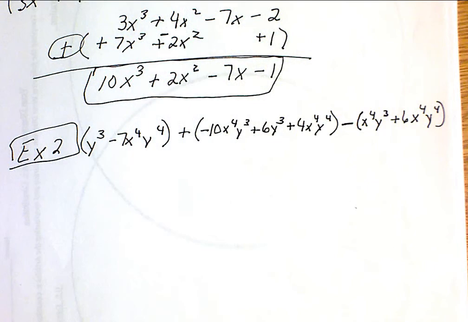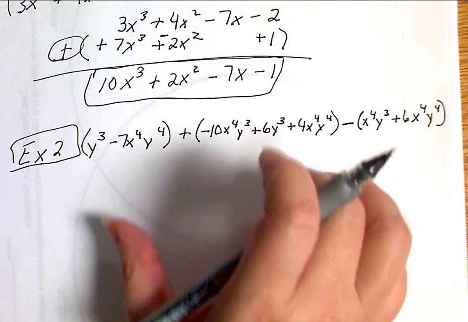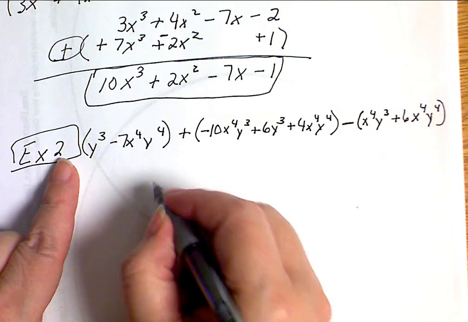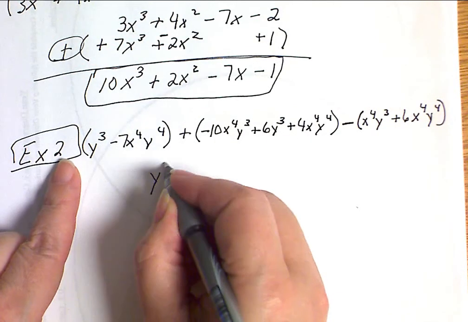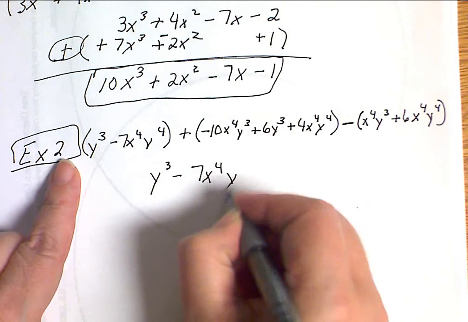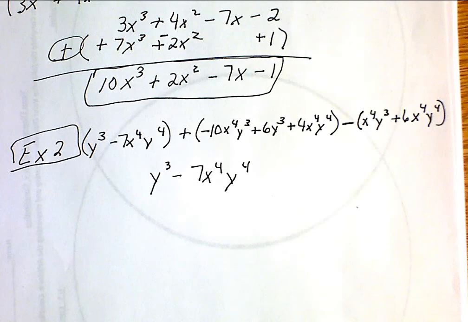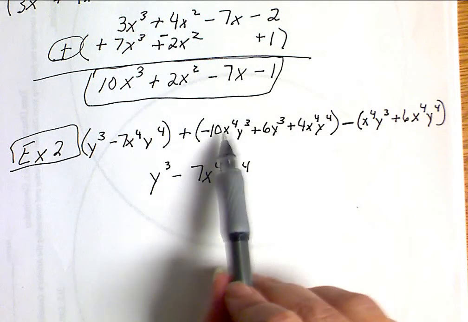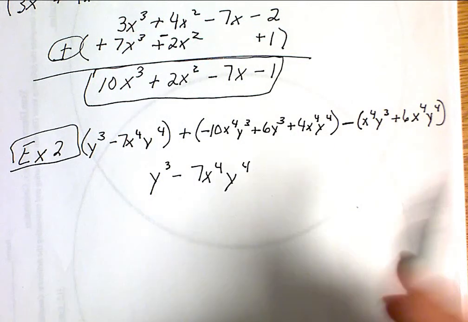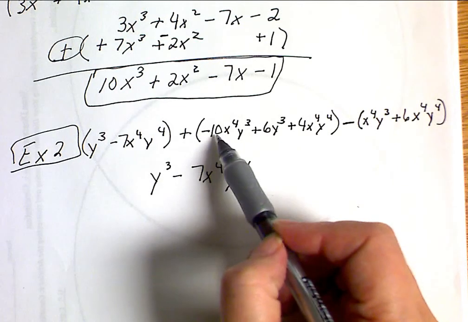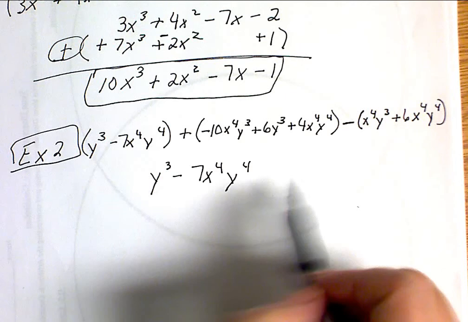What I would do is line up your polynomials. So the first polynomial, I'm going to put this one down. So I have y cubed minus my 7x to the 4th y to the 4th. And I kind of did it out in the middle so that I'll have room on either side that I need. You want to bring down this polynomial so that it lines up with which ones are like terms. So we have here a negative 10x to the 4th y to the 3rd.